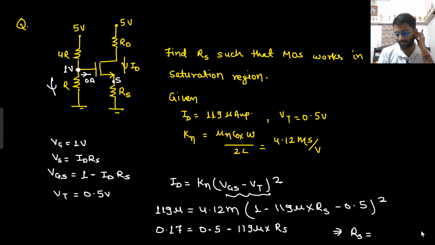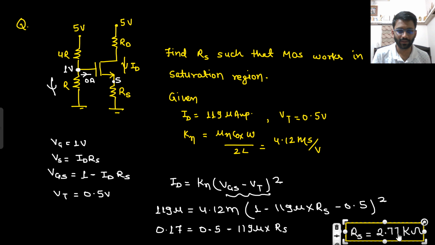Yeah, so in the GATE calculator I will solve it. Minus 0.5 divided by 119 micro. 0.5 minus 0.17, divided by 119 micro into 1000. 2.77 kilo ohm. So this is the value of RS.